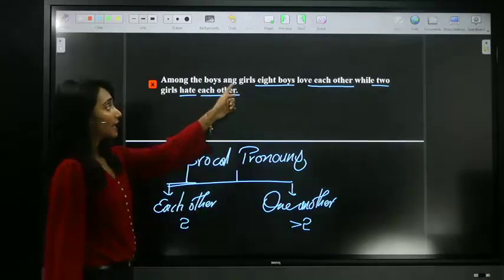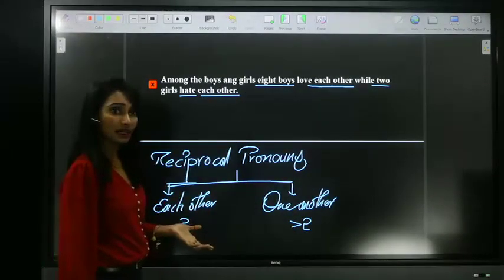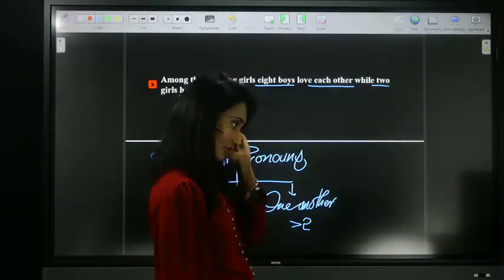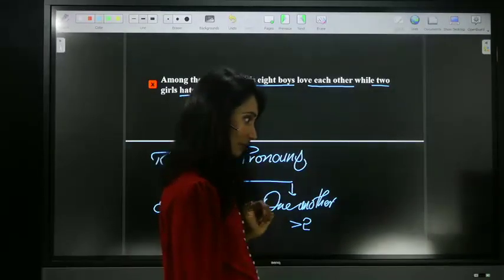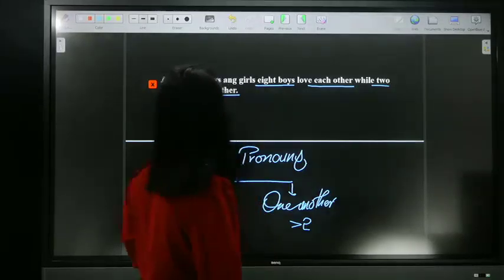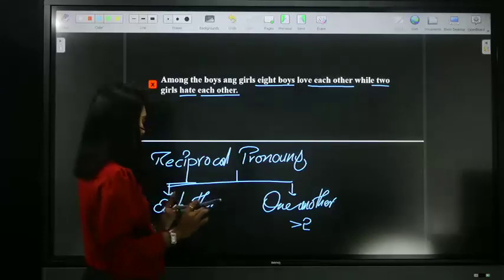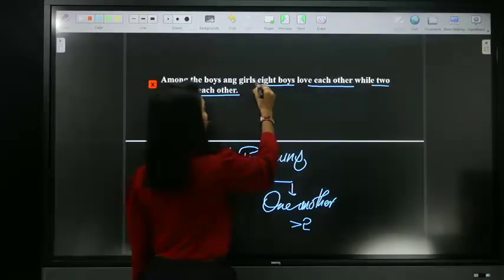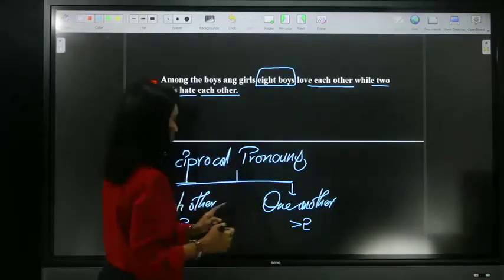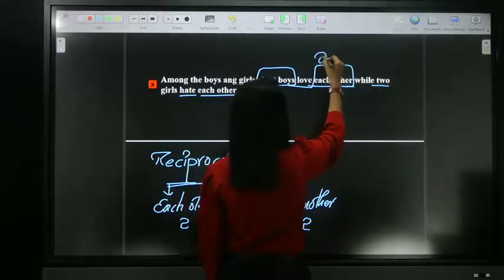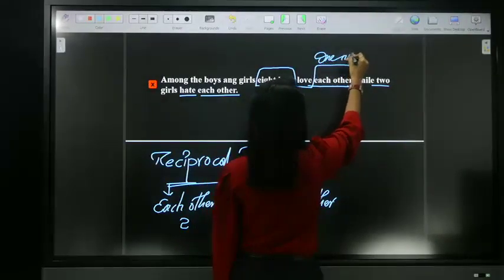So 8 boys means how many? So Kartikeyan answered themselves. No, Kartikeyan. So Swapna, hate one another. No. 2 girls. Both are incorrect, guys. So remember, 8 boys is more than 2. That means here we require one another.